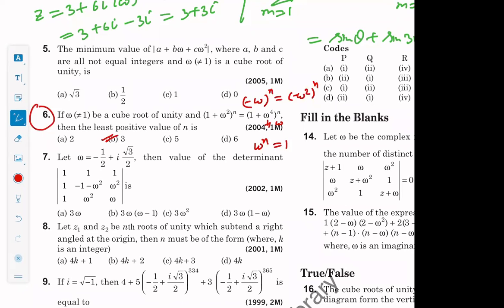Understood? समझ में आ गया? So the rest of the problems are homework. You have to solve them nicely.